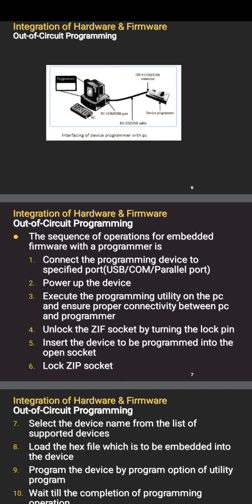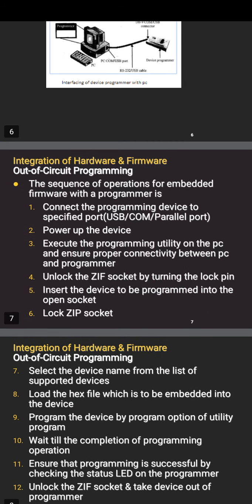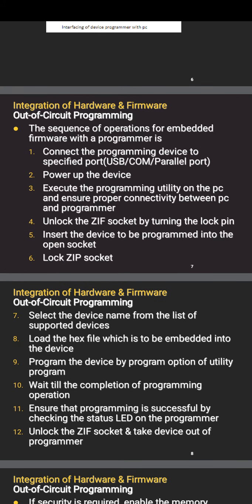And we need to insert the IC into the SIP socket. For that, unlock the SIP socket and insert the IC into the programming device, and after inserting, lock the socket. Next is to select the device from the list of supported devices and load the hex file into the device. This is the area where our computer needs to perform. Inside the computer, select the device name from the list of supported devices and load the hex file into the device.